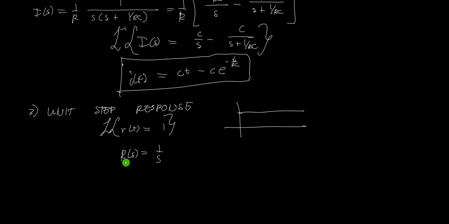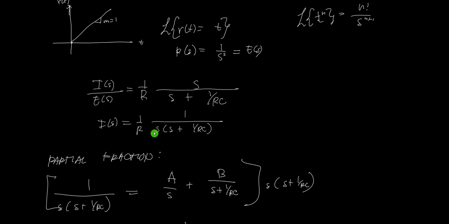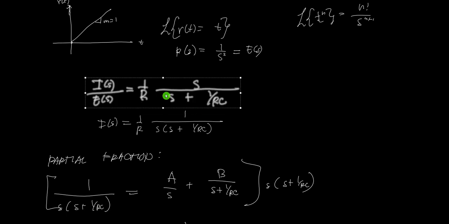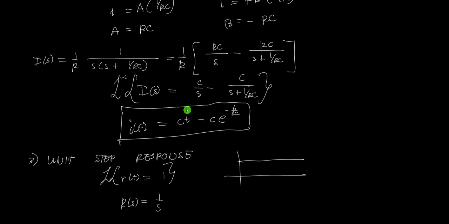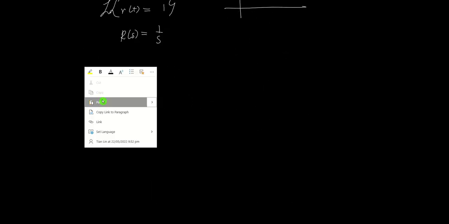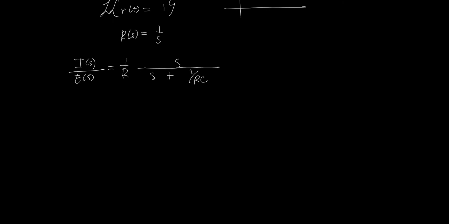So the transfer or the s-domain equivalent of that unit step response is just 1 over s. So we can substitute that again in our equation here. Let's copy this. This will be our E_A(s), because that's our input. So we just need to multiply this one with 1 over s. So I_s(s) now will be equal to this multiplied by 1 over s.